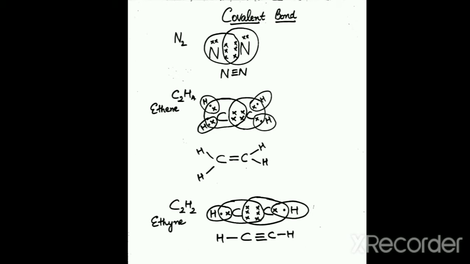Next, consider ethene, C2H4. A double bond is present between 2 carbon atoms since 4 electrons or 2 pairs of electrons are shared between 2 carbon atoms. The carbon-hydrogen bond is formed by the sharing of a pair of electrons between carbon and hydrogen. Next, consider ethyne, C2H2. In ethyne, a triple bond is formed between the 2 carbon atoms due to the sharing of 3 pairs of electrons between the 2 carbon atoms. The carbon-hydrogen bond is formed by the sharing of a pair of electrons between carbon and hydrogen.